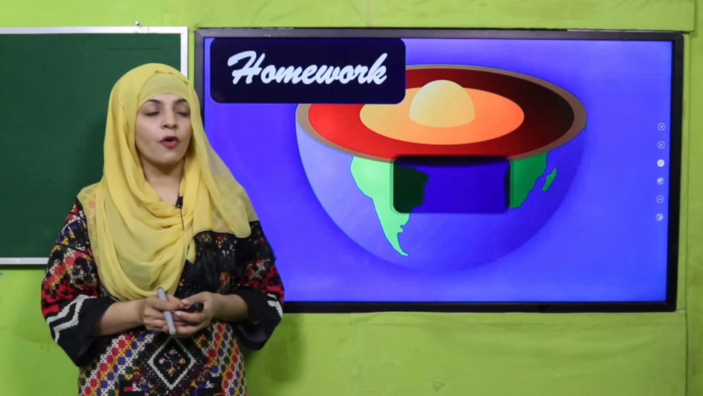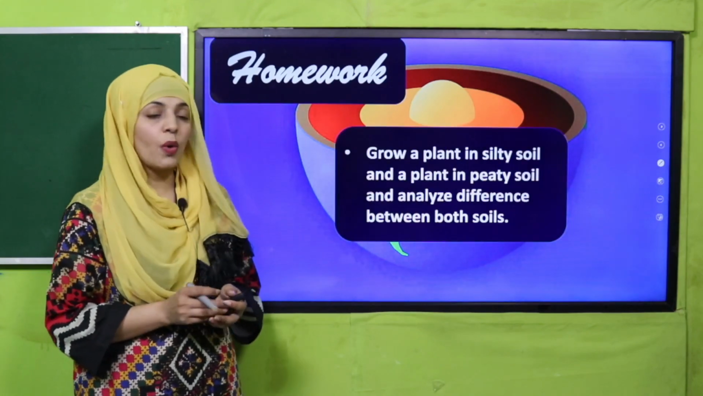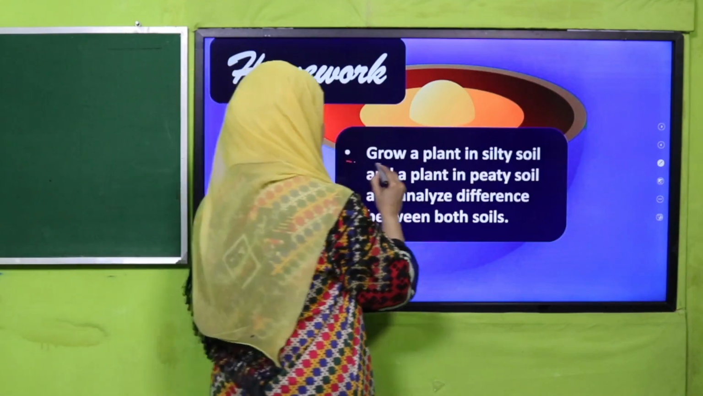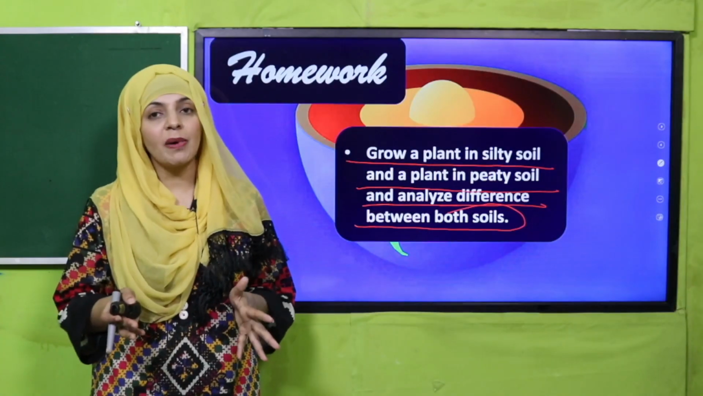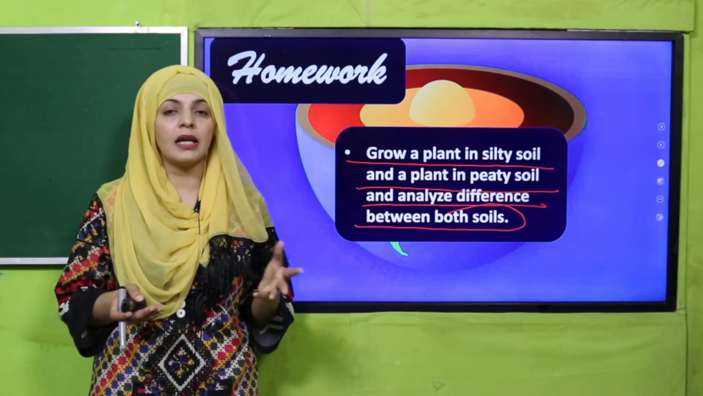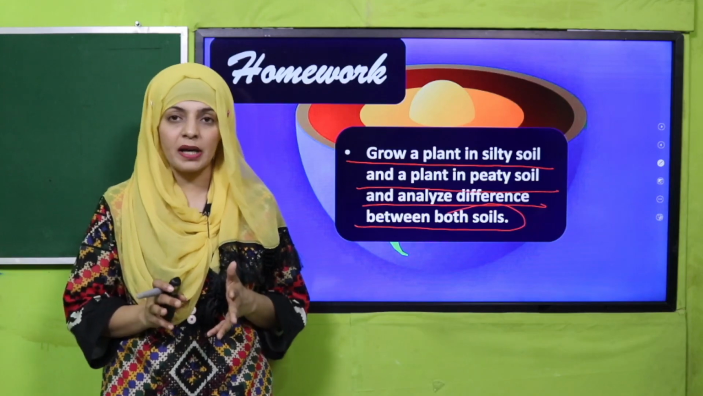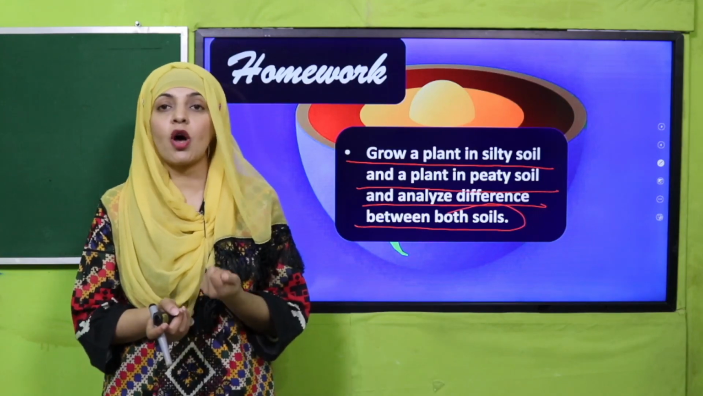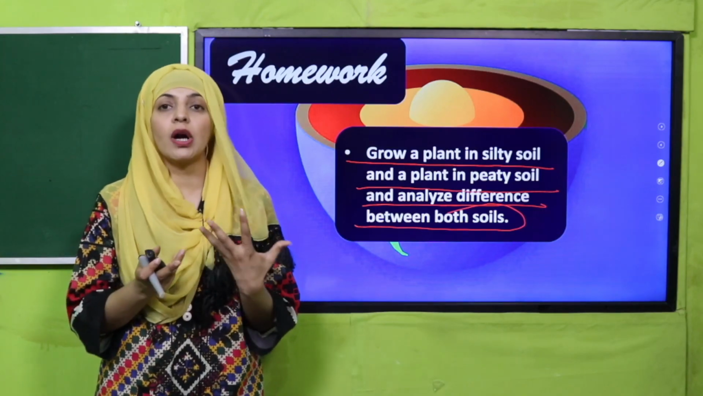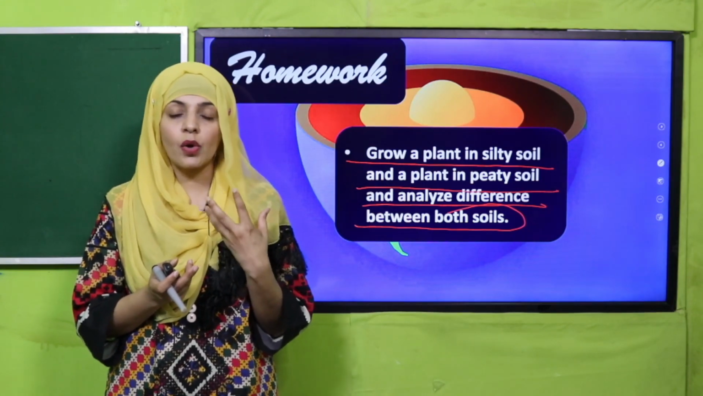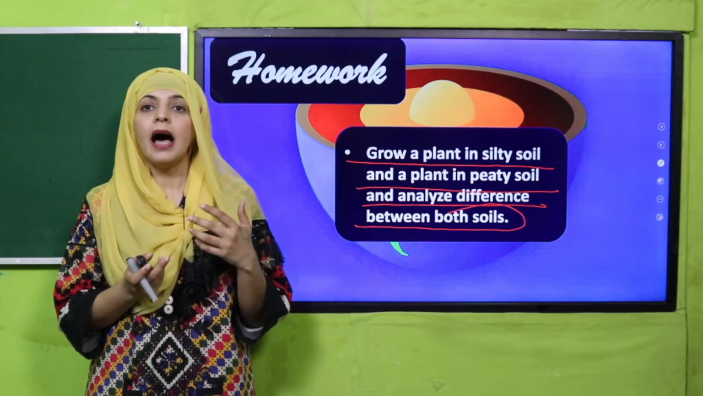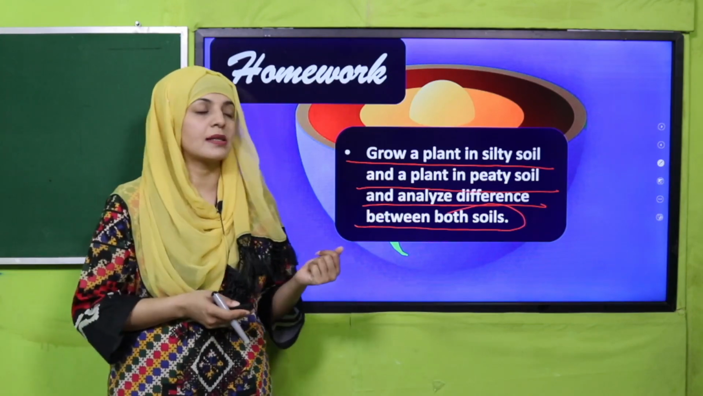Okay, my dear students, for homework you have to grow a plant in silty soil and a plant in peaty soil and analyze the difference between both soils. आपने पौधे लगाने हैं, पौधा लगाना बहुत अच्छी बात होती है. आपने एक सिल्टी सॉइल में पौधा लगाना है और एक पौधा पीटी सॉइल में लगाना है. इसके बाद दोनों सॉइल्स को ज़रा ऑब्जर्व कीजिएगा, उनके टेक्सचर को, कलर को, इसके अलावा उनकी वाटर होल्डिंग कैपेसिटी कैसी है, आपने इन सारी चीज़ों को डिस्कस करना है.